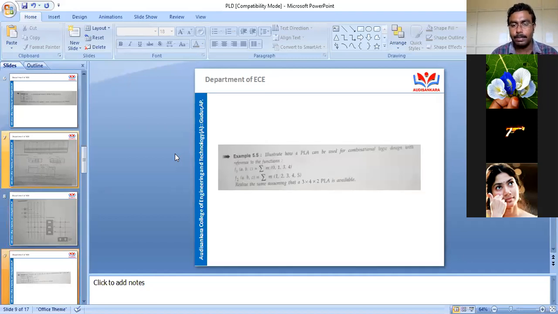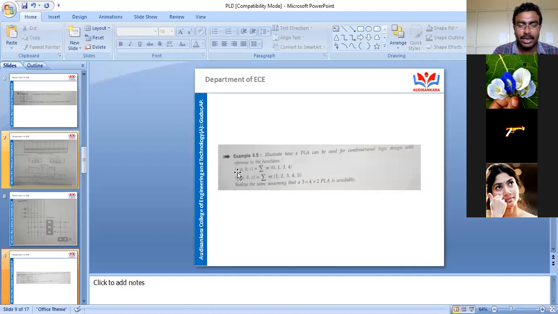I'm designing one more PLA. Illustrate how a PLA can be used for a combinational logic design with the reference of the function F1 of A, B, C equal to summation m of 0, 1, 3, 4, and F2 of A, B, C equal to summation m of 1, 2, 3, 4, 5. Look here, students. The relay is the same, assuming 3 into 4 into 2. What is this 3 into 4 into 2, students? 3 inputs, 4 product terms, and 2 outputs.